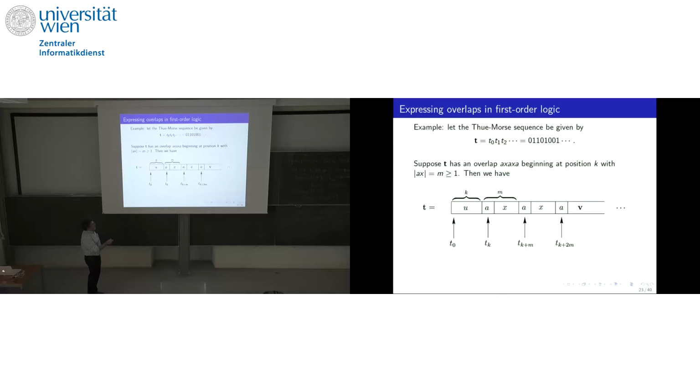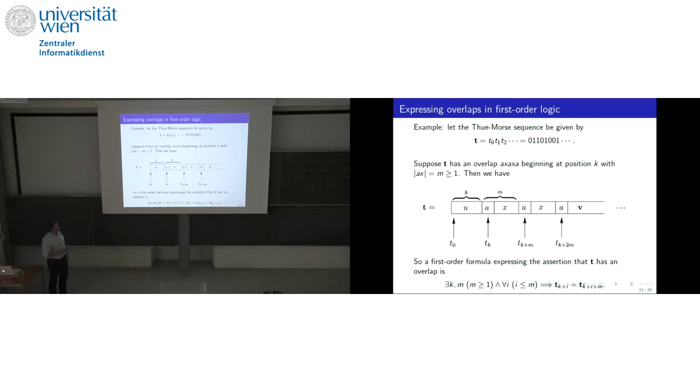So if we say this a is at position k of the Thue-Morse word, and we say that the block ax is of length m, which has to be of length at least 1, then what we are saying is, here's this first-order logical statement: there exist k and m, such that m is at least 1, and for all i, if i is less than or equal to m, the symbol at position k plus i is the same as the symbol at position k plus i plus m.